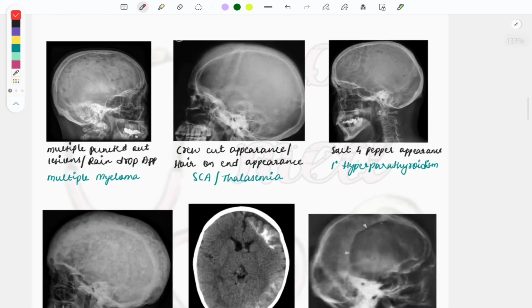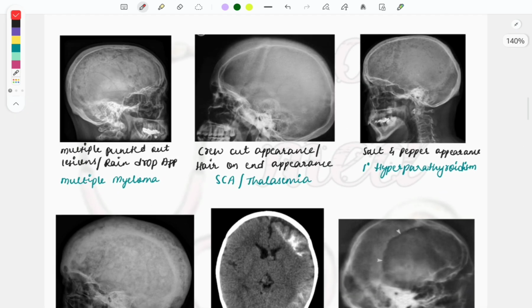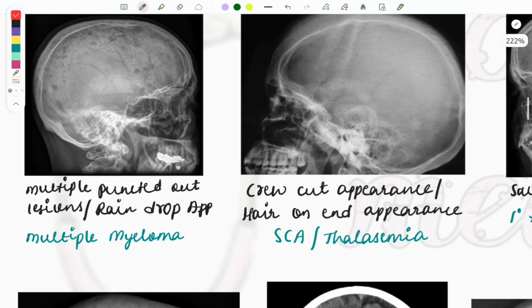Then moving on to some X-ray skull findings. In the first image, you can appreciate here multiple punched out lesions. You can see various lesions present, right? These are called punched out lesions, also called raindrop appearance, and this is classically seen with multiple myeloma. If an image based question is asked, then you can easily answer the question.